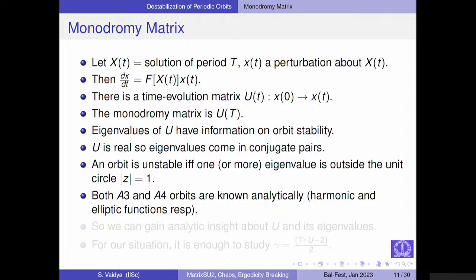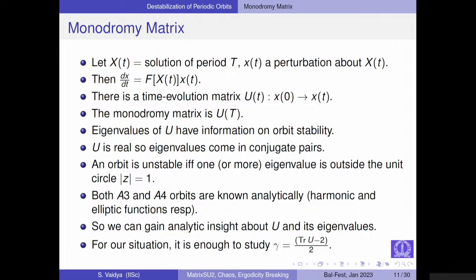Now, for both A3 and A4, the orbits are themselves known analytically. A3 is a harmonic function and A4 is an elliptic function. So we can do analytically a lot of the work that people are forced to do numerically, and we can gain insight into the question of stability of these orbits. In particular, for our situation, it's enough to study this quantity gamma, which is trace U minus 2 divided by 2, some function of the trace of U.